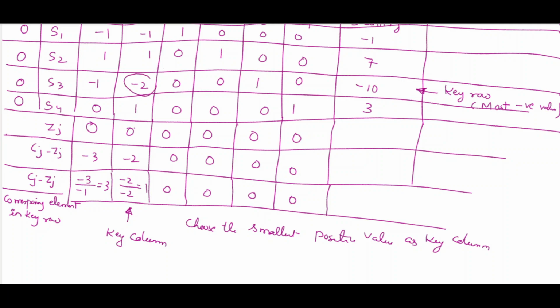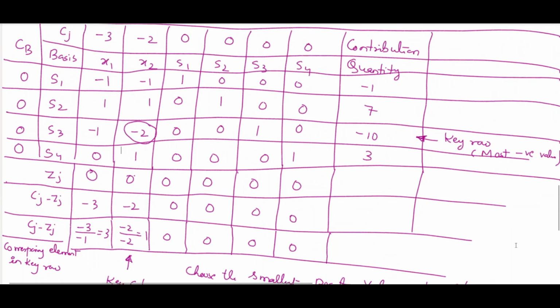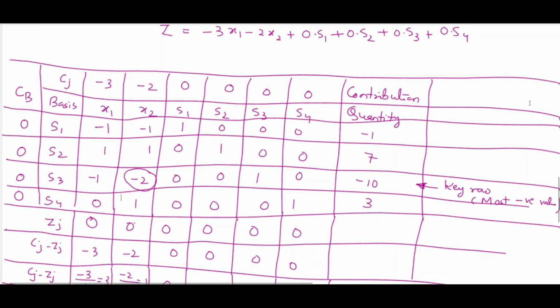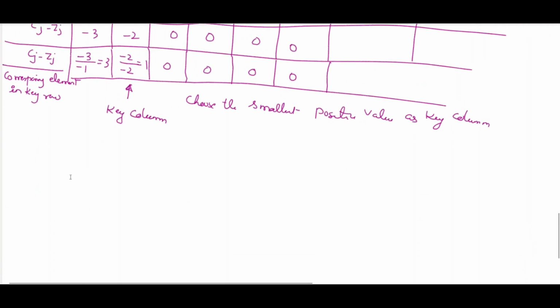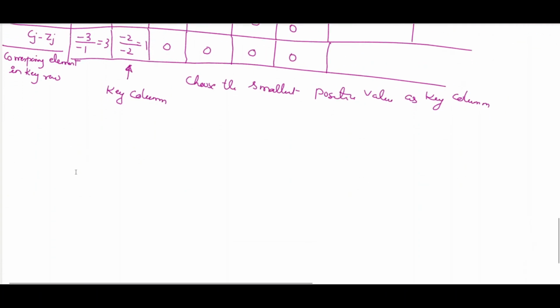So this is the intersection element, and here which one will be the outgoing variable and which will be the incoming variable. You see x2 will be the incoming variable, and S3 will move out. X2 will enter the solution and S3 will move out. Likewise, same process we will follow now.